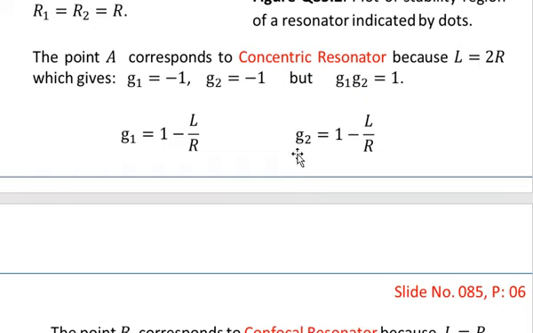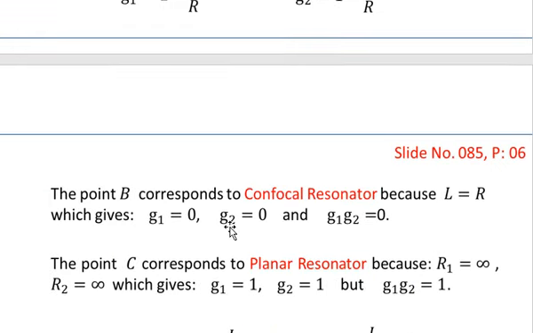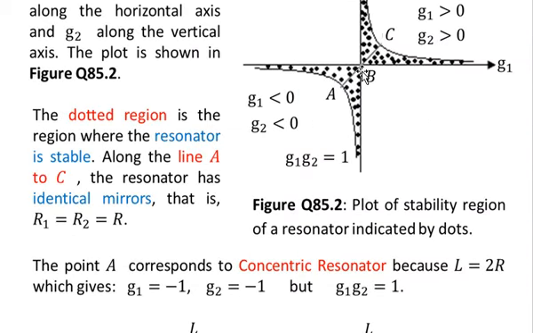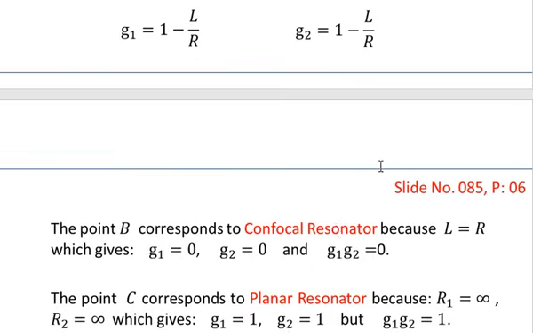So G1 and G2 both get value equal to 0. So we have G1 is equal to 0, G2 is equal to 0. The product of G1 and G2 is also equal to 0. Thus, the point B corresponds to the origin of the coordinate system over here, because both G1 and G2 have 0 values, and then point B is required to have a resonator which is the confocal resonator, because for that one L is equal to R, and only L is equal to R will ensure the two values to be equal to 0.